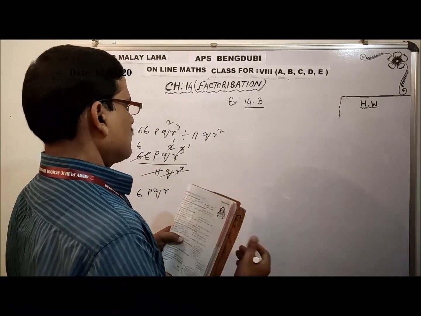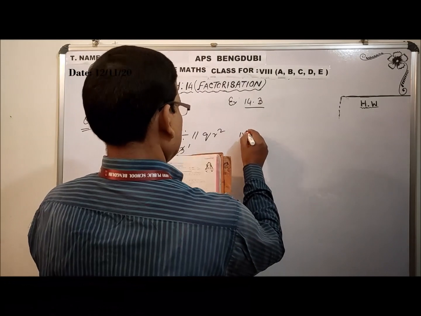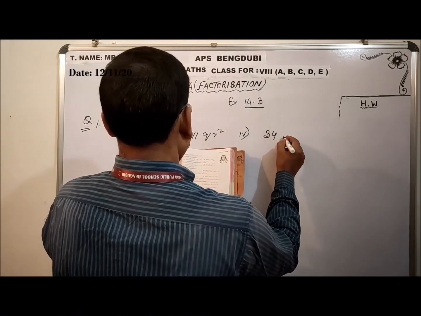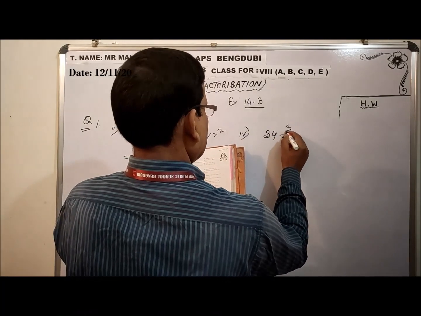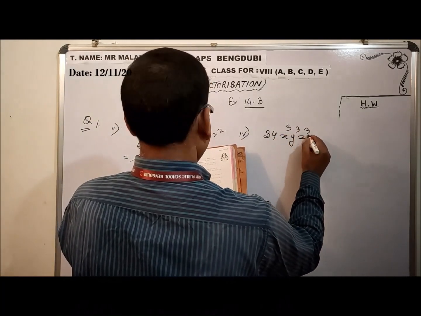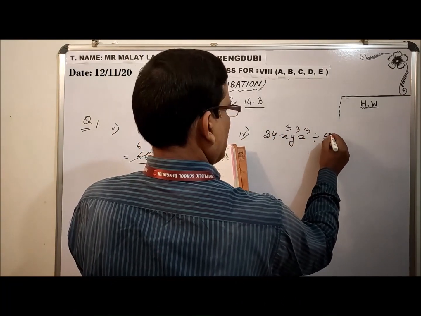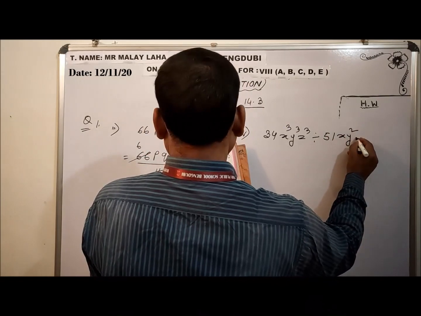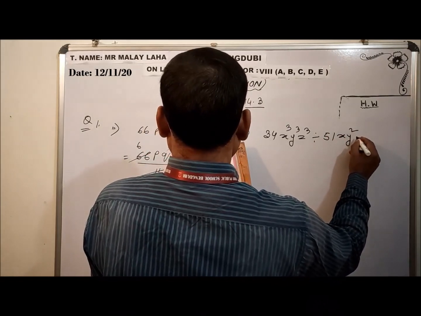Okay, now coming to 34 x cube y cube z cube divided by 51 x y square z cube.